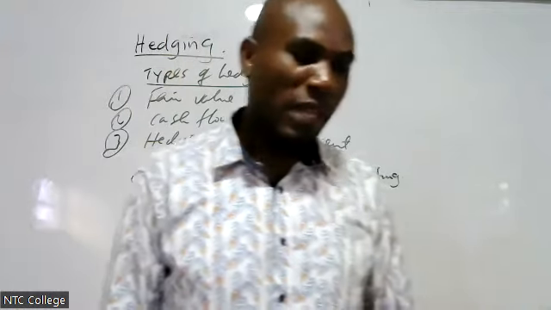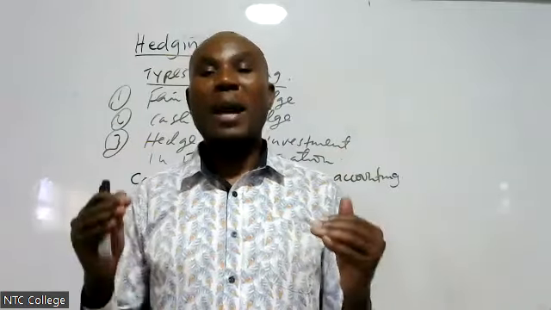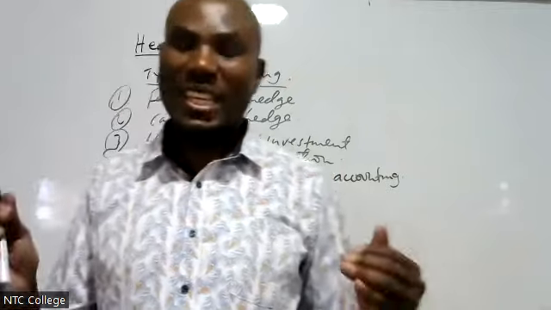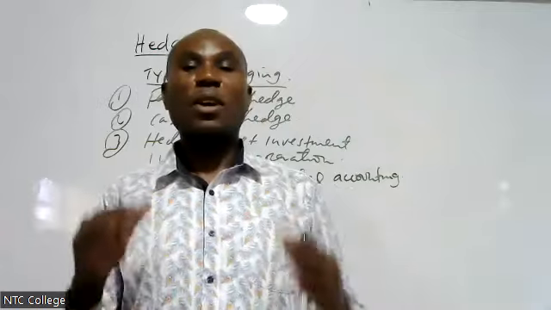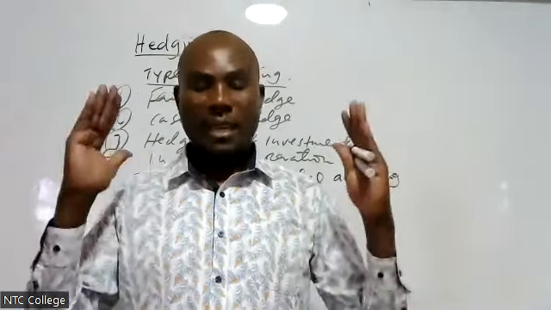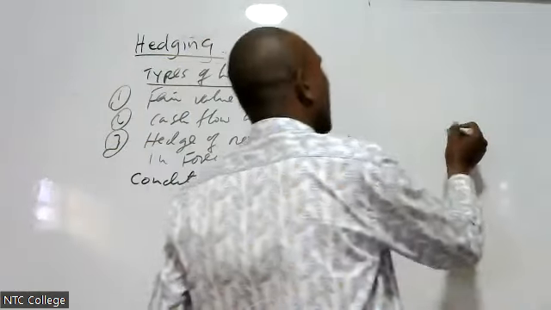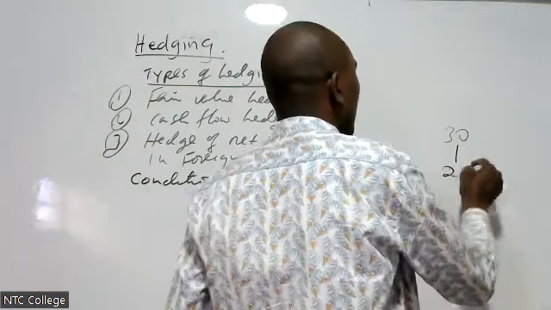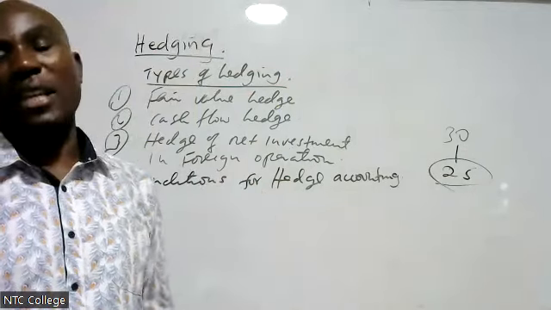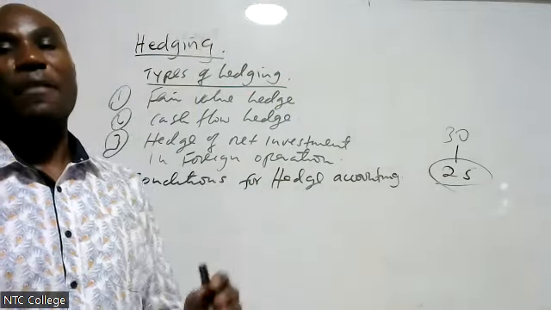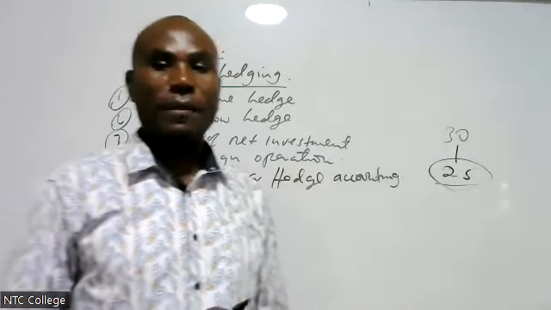Number two is that the hedge is expected to be highly effective. Therefore, on a hedging instrument, you should not expect any loss, because it must be highly effective. For example, when the exchange rate is 30, I'm fixing it at 25. I know very well that at 25, I'm not going to incur any loss. There will be no loss. Therefore, it is highly effective. It must be highly effective.